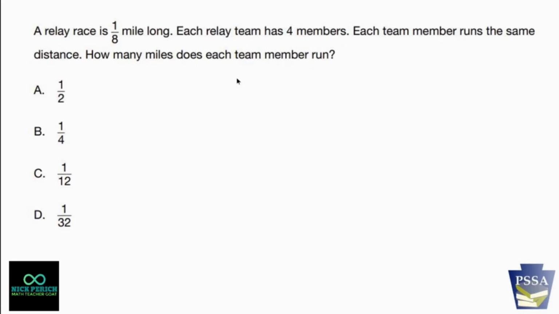All right, so if the relay race is 1/8 of a mile long, that's the whole relay. Okay, that's the whole thing. Now, each relay team has 4 members. So what's going to happen is you're going to say, well, if there's going to be 4 members running 1/8 of a mile, we're going to split that 1/8 amongst these 4. And when you split, you divide. So you're going to divide by 4.